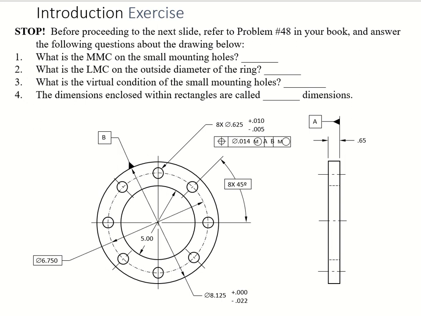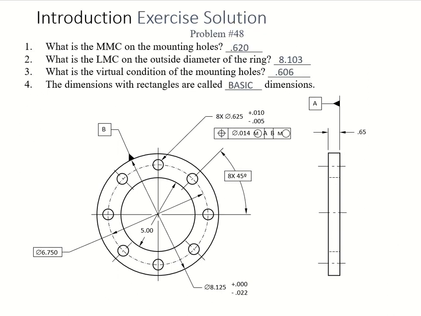So anyway, this is problem number 48 in your handout, and it's just asking you a few questions with this diagram. What is the MMC? What is the LMC? What is the virtual condition, with or without MMC, and with or without a geometric tolerance? So you can go and calculate it. I'm not going to calculate that for you. This is your homework. For your MMC, you have to look for it.